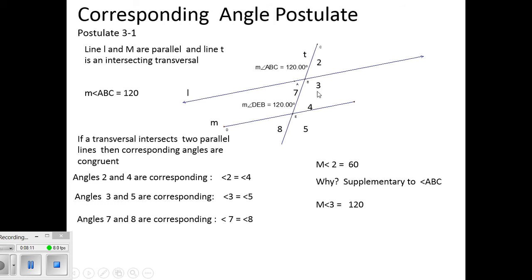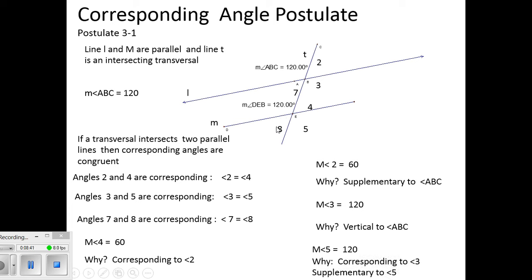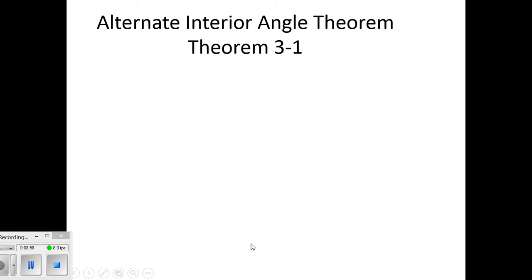A couple ways actually, but you could see that angle 3 is vertical to angle 1 and therefore equal to 120. What about angle 4? Well, angle 4 is the corresponding angle to angle 2, so it is equal to angle 2, and angle 2 is 60, so angle 4 is 60. What about angle 5? Angle 5 is vertical to the 120 over here as we point to it, so therefore it is 120. You could also say it's corresponding to number 3 or supplementary to angle 5. So there's a number of ways in which we could identify what the measure of these angles were.